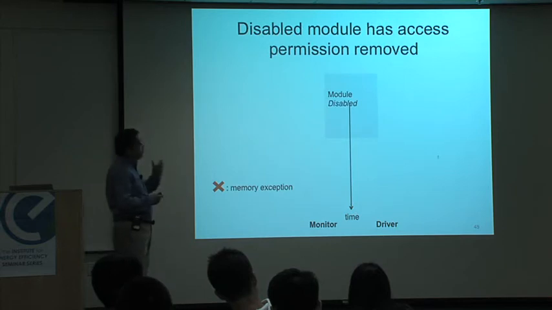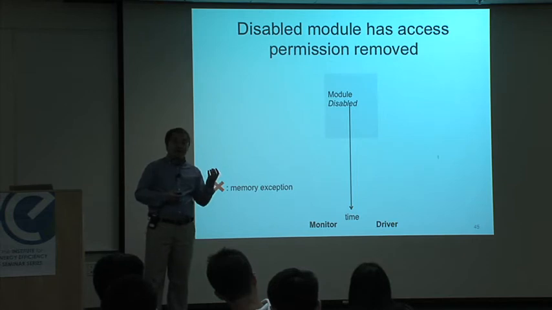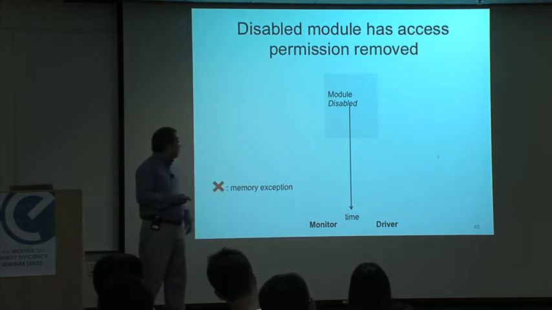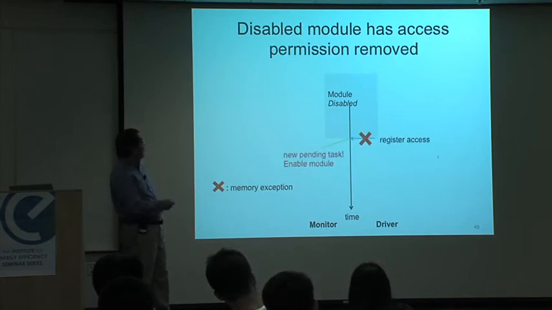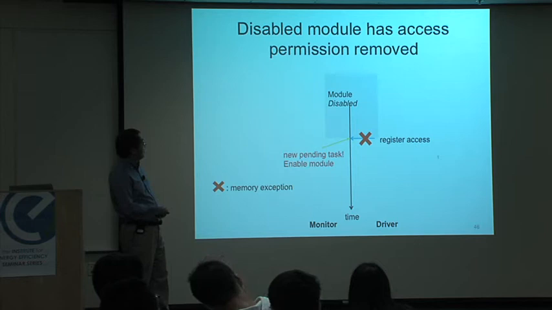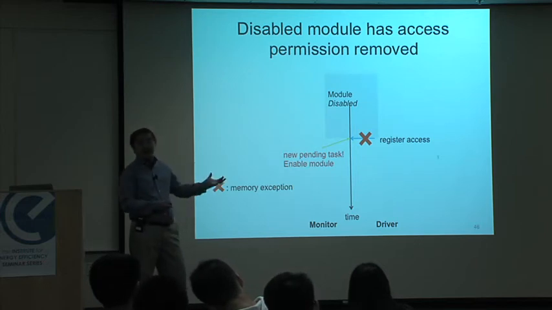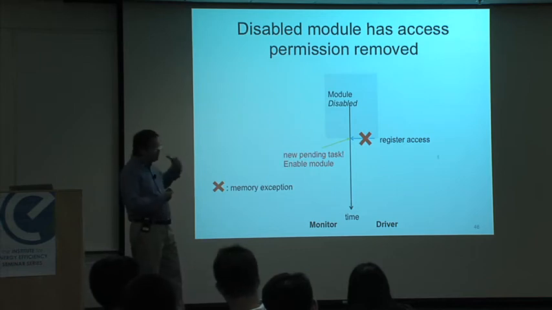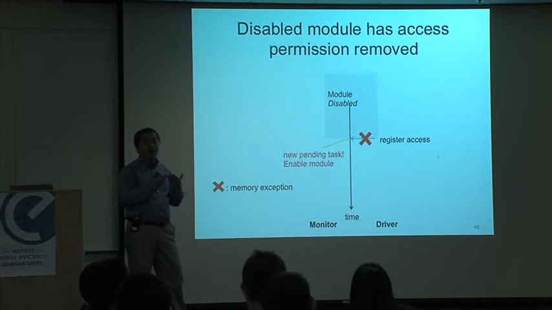And when the module is disabled, you have to track the register access so that you can wake up, you can enable it, right? What you do is make sure you remove the permission when it's disabled. So whenever someone tries to access the module, the register access will generate a permission exception, and during the exception handling, you can enable the module, okay? So this is how this approach can disable and enable the modules, depending on whether there are pending tasks.